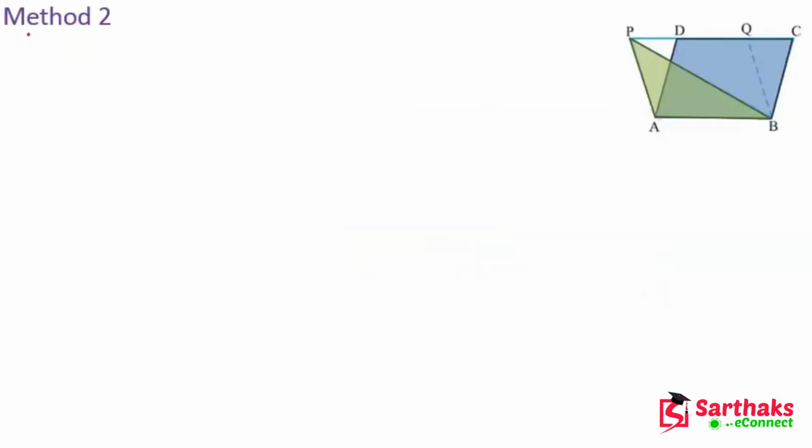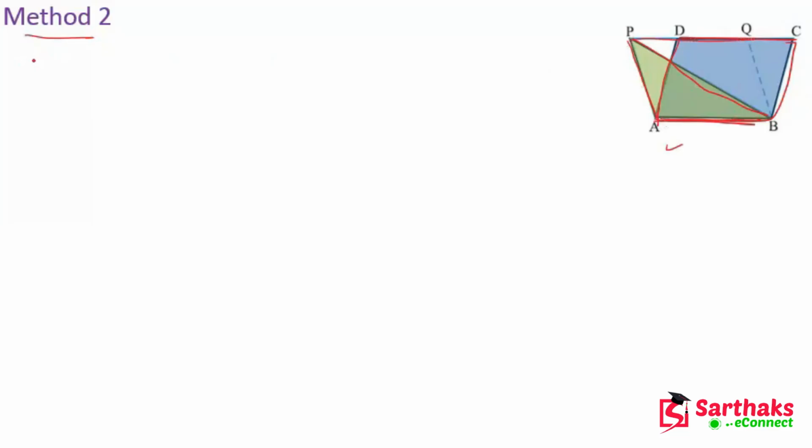Okay. Yes. So now here is method number 2 for proving this theorem. Here again we have a figure like this. You can see we have a parallelogram ABCD, and we have a triangle PAB. Again these two figures, the parallelogram and the triangle, are on the same base AB and between the same parallels, which are AB and PC.